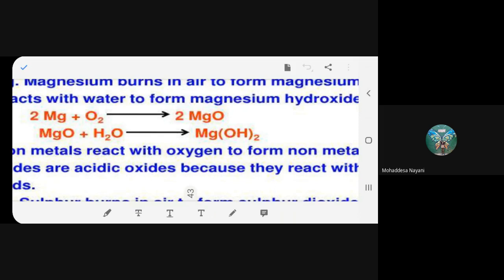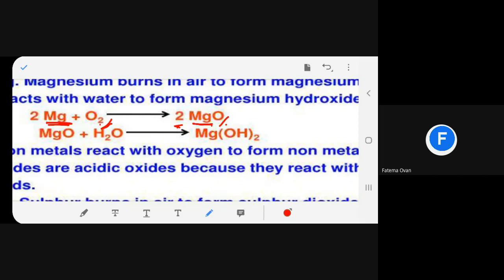I'm showing you how to balance it. Magnesium is 1 here and 2 over there. Oxygen is 2. Magnesium is 2 over here, and oxygen is also 2 over here. So this is balanced. Oxygen is balanced, 2 over here. Magnesium is 2, and here magnesium is 2. This is how you balance it.